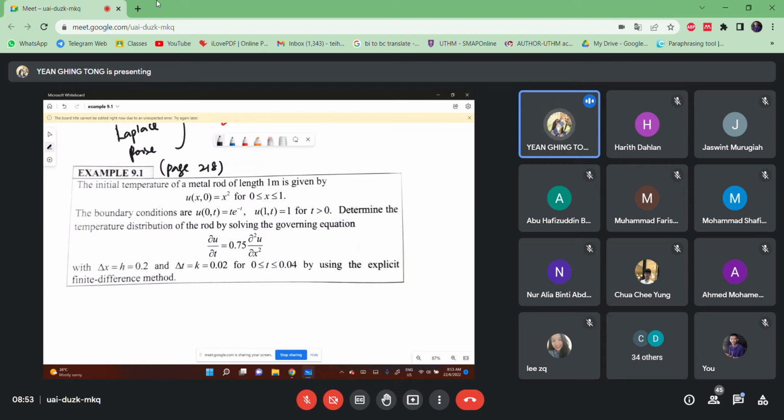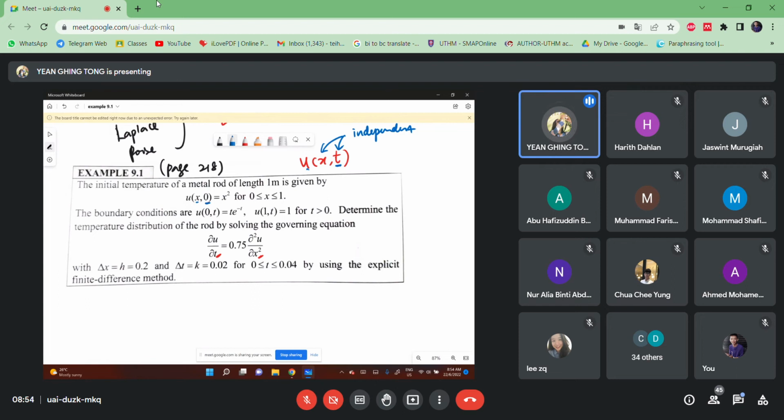The initial temperature of a metal rod of length 1 meter is given by U(x, 0) equals x squared. This 0 means t is 0. You see, the independent variables are two: one is x, one is t, as I said last Monday. So when t is 0, the value of u is x squared, for x from 0 until 1.